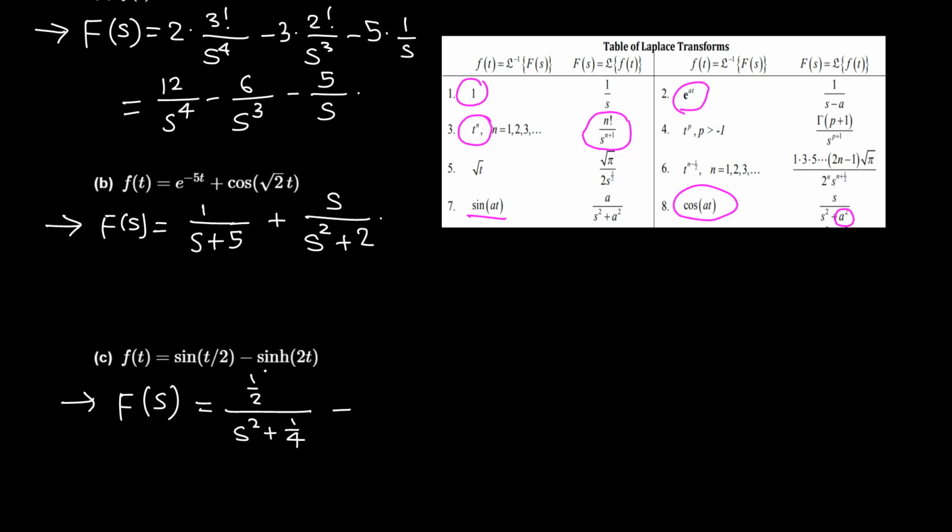minus hyperbolic, they are about the same. I don't have this list here, but the only change from sine to sine hyperbolic is just a negative on the bottom. Same thing for cosine: cosine to cosine hyperbolic, just a negative on the bottom. So for sine hyperbolic at, a is 2, so 2 over s squared minus a squared, 2 squared, 4. This is it.